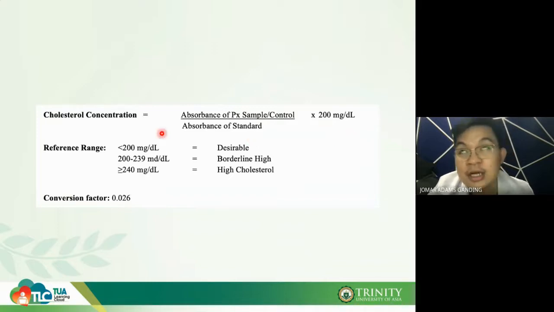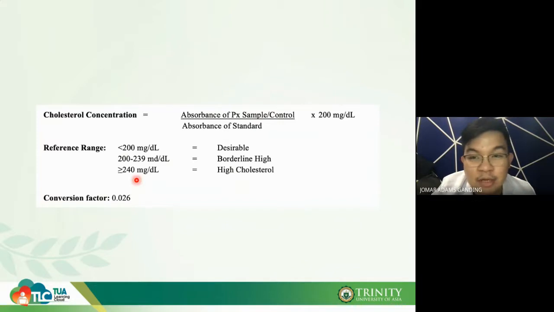So as for the reference ranges for your cholesterol, less than 200 milligrams per deciliter is the desirable concentration of your cholesterol inside your body. At 200 to 239 milligrams per deciliter is already borderline high, and greater than 240 milligrams per deciliter is already considered to be high cholesterol.